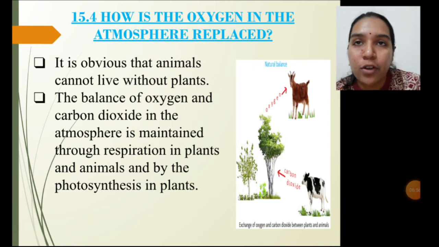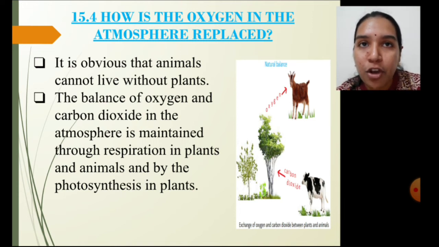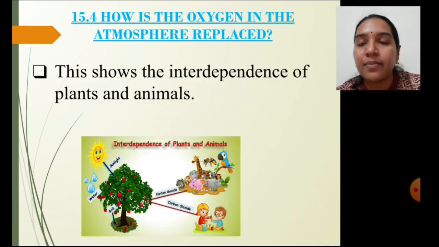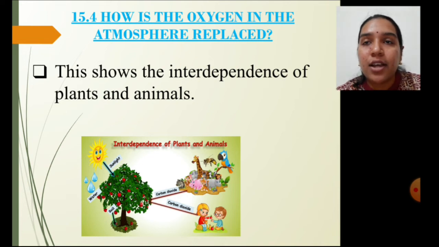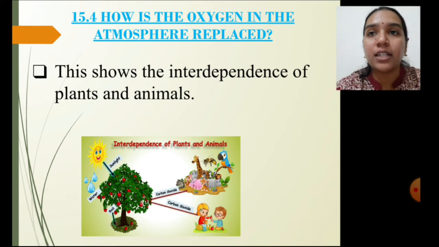So the balance of air with respect to oxygen and carbon dioxide is maintained in the atmosphere by both plants and animals by the processes of respiration and photosynthesis. So both plants and animals are interdependent on each other. Now, after understanding all these concepts, we can say that air is very important for life on earth.